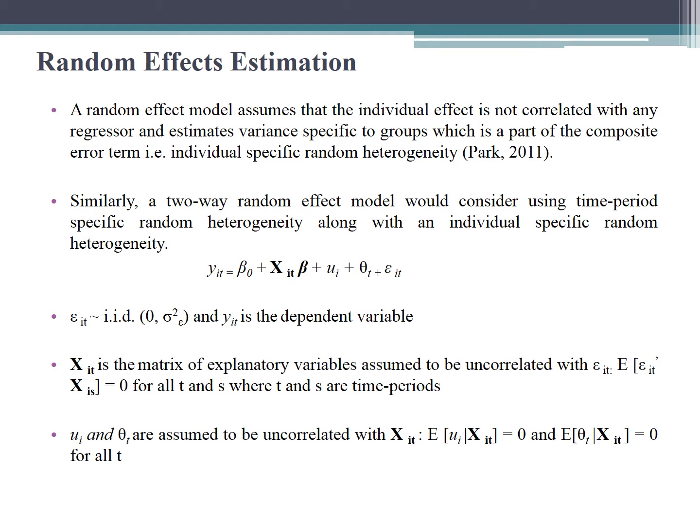We can write the random effect estimation with the following specification, where mu i and theta t are already described as in the fixed effect estimation approach. The main assumption, as I already stated, would be that mu i and theta t are assumed to be uncorrelated with the matrix of explanatory variables. We also need the previous assumption of no error correlation with explanatory variables for all time periods, as we did in the fixed effect estimation approach.